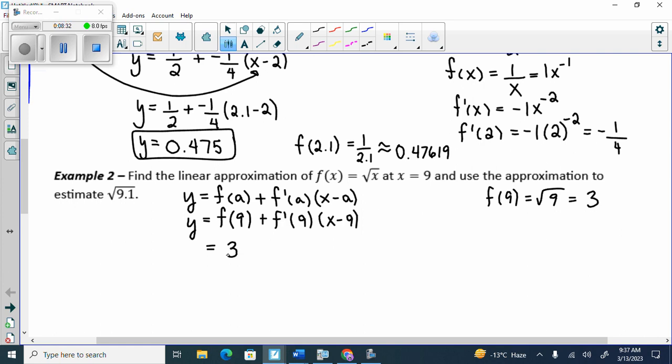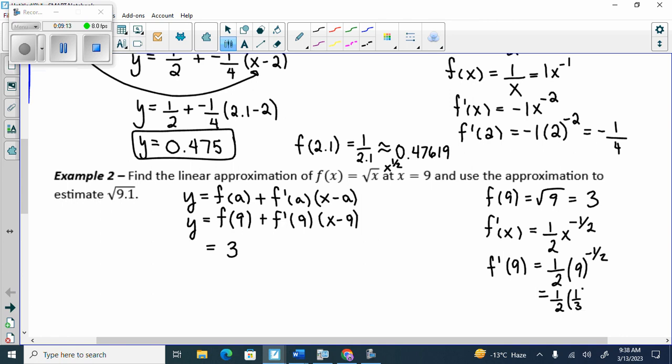All right, then f prime of x. So if we have root x, that's x to the what? Negative 1/2. Yeah, which would be 1/2 x to the negative 1/2, and we want f prime of 9, and we don't want to use our calculator. So we get 1/2 times 9 to the negative 1/2. 9 to the negative 1/2 is the same as the square root of 9, but in the denominator. True statement? Mm-hmm. So what's 9 to the negative 1/2? 1 over 3. So we get 1/2 times a third, which is 1/6.